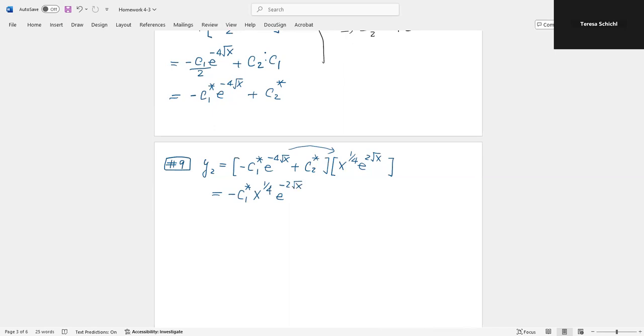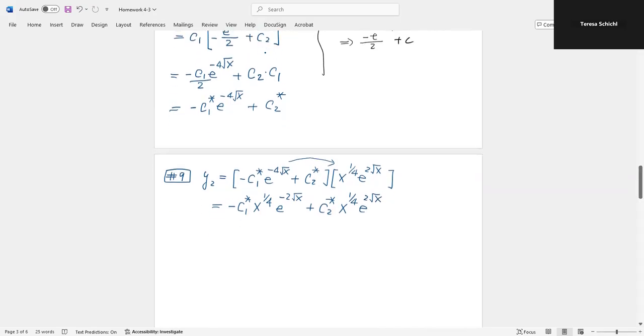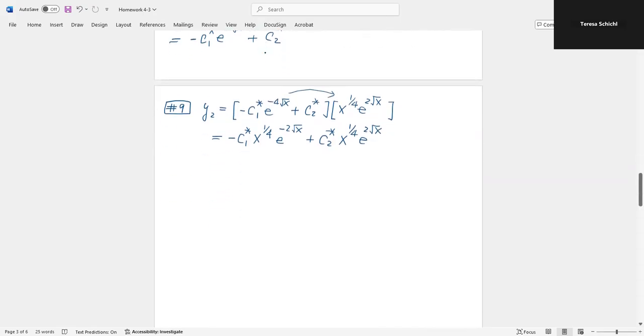Now plus c2 star x to the 1/4 e to the 2 square root of x. Now we can put it into our initial condition, solving for C1, C2. So y(1) is equal to 4, which means you substitute x equal to 1 and it should be 4.